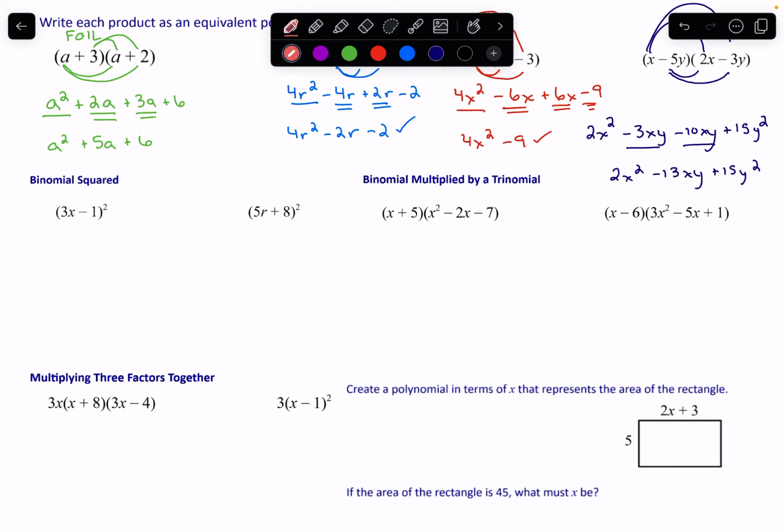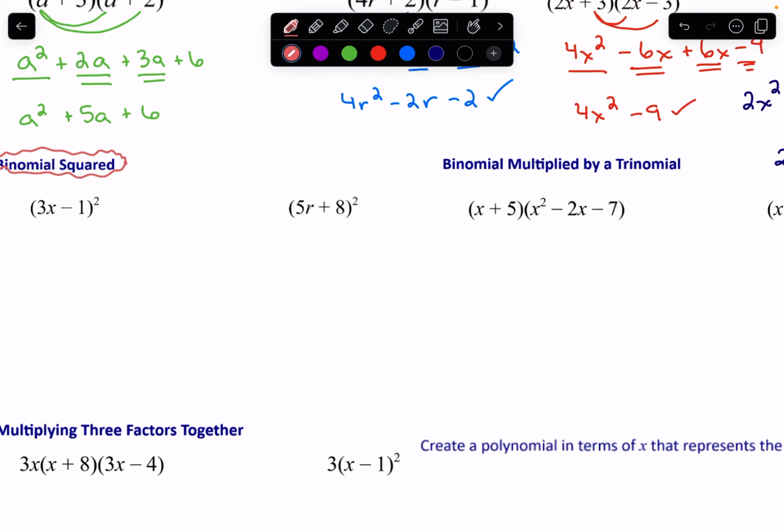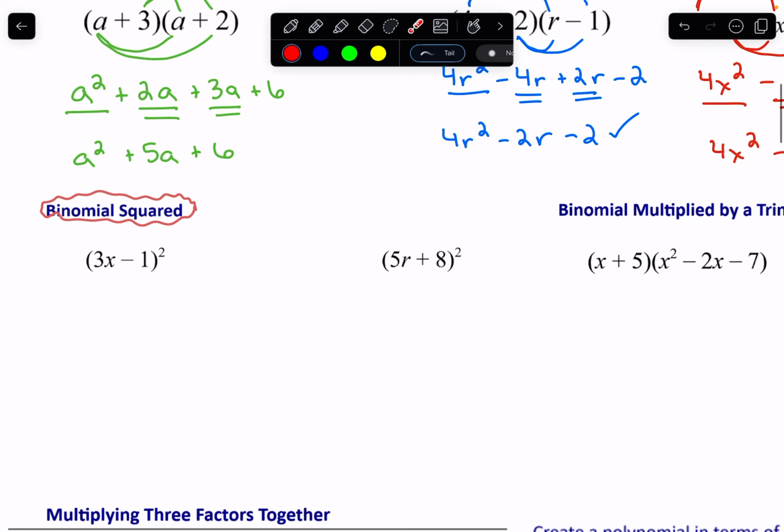So this is called a binomial squared, which sounds a little bit scary, but all I'm doing is I'm taking a binomial, 3x minus 1, and I am squaring the binomial. Now, if you remember, when you square something, it means you multiply two of them together. So 3x minus 1 squared means 3x minus 1 times another 3x minus 1. And then I just do what I've been doing. Everything in the first times everything in the second.